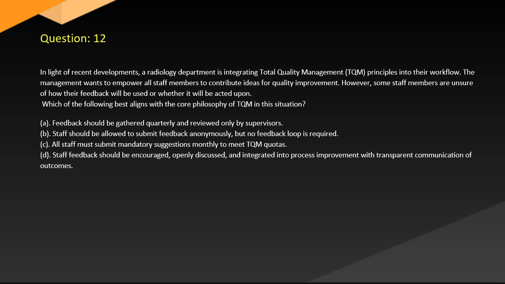A. Feedback should be gathered quarterly and reviewed only by supervisors. B. Staff should be allowed to submit feedback anonymously, but no feedback loop is required. C. All staff must submit mandatory suggestions monthly to meet TQM quotas. D. Staff feedback should be encouraged, openly discussed, and integrated into process improvement with transparent communication of outcomes.